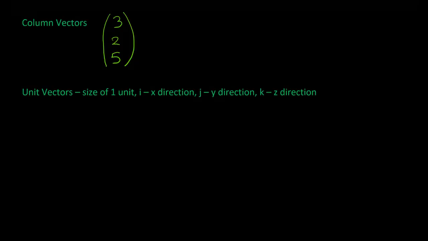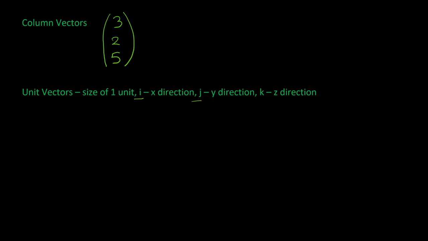So you've become familiar with column vectors like the one you can see in front, but there's another way to write vectors as well, and that's using unit vectors. And unit vectors, as the name implies, means that the size of each of the vector is just one unit, whatever you're working with, and an I means that it's one unit in the X direction.